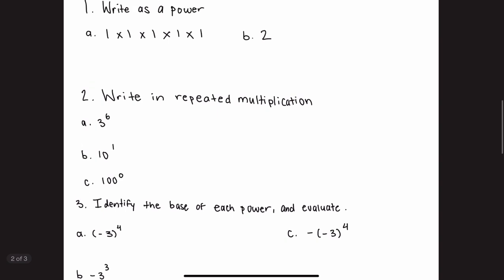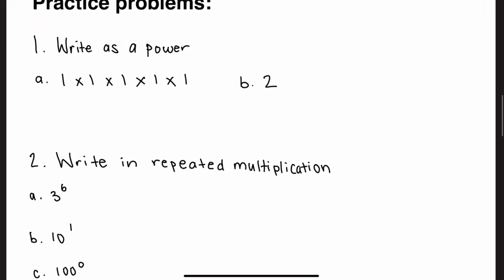Or you guys can just go along with me. So the first one is we're going to be writing it as a power. So we see that 1 is our base here. So we're going to write 1 here. And we have to see basically how many times is 1 really showing up. How many times is it being multiplied?